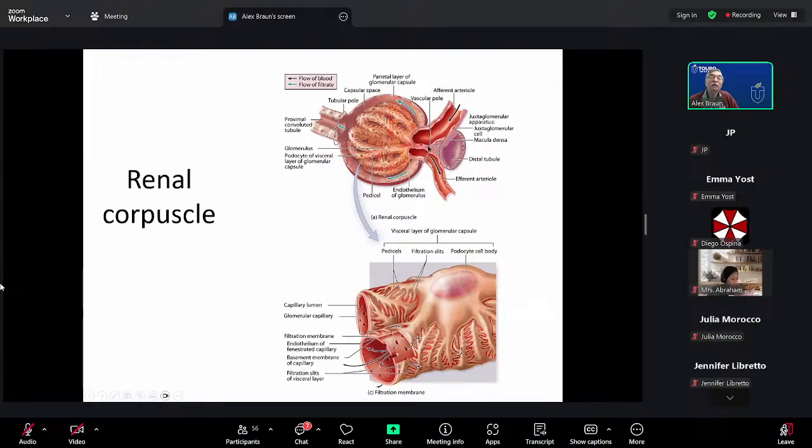The vascular pole is where the blood vessels go in and out of the glomerulus, where they give rise to the capillary tuft of the glomerulus and exit from the capillary tuft of the glomerulus. And the tubular pole or urinary pole is where the urinary filtrate is collected and enters into the tubular part of the nephron. So these diagrams give you quite a bit of important information, which give you a roadmap to understand what we're looking at on histology.